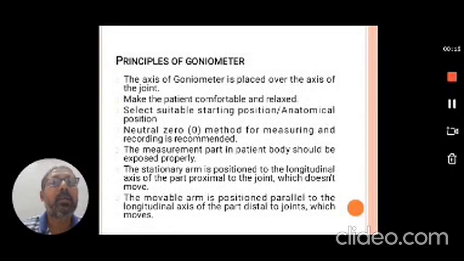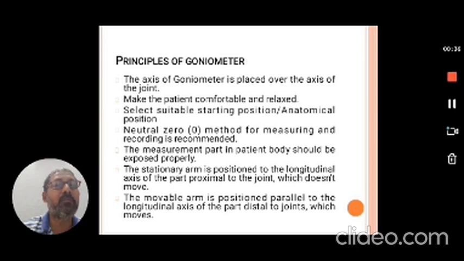Hello everyone. In this video, the continuation video of goniometer, we are going to see about the principles of goniometer. These are the major principles which we have to keep in mind while performing the goniometer on a patient. The axis of the goniometer has to be placed over the axis of the joint.